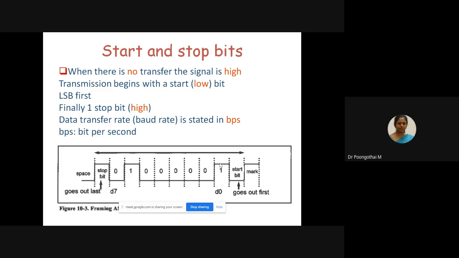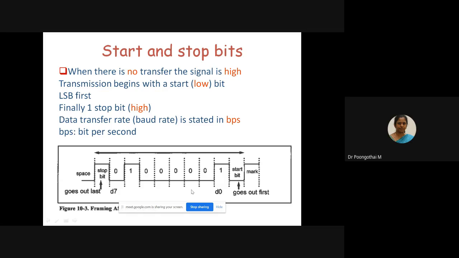And coming to the data format, serial communication uses two methods: one is asynchronous and the other is synchronous. The synchronous method transfers a block of data at a time, that is a block of characters at a time, while the asynchronous method transfers a single byte at a time. Most microcontrollers follow the asynchronous way of communication.